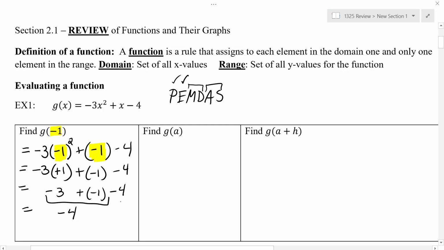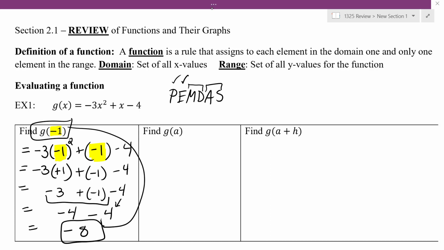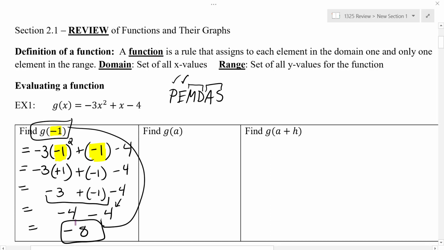Then we'll bring down the negative 4 that's on the right-hand side. And now we have negative 4 minus 4. That's our last addition or subtraction. And that gives me a negative 8. So our final answer here is that g of negative 1 equals a negative 8. So negative 8 is our final answer there.